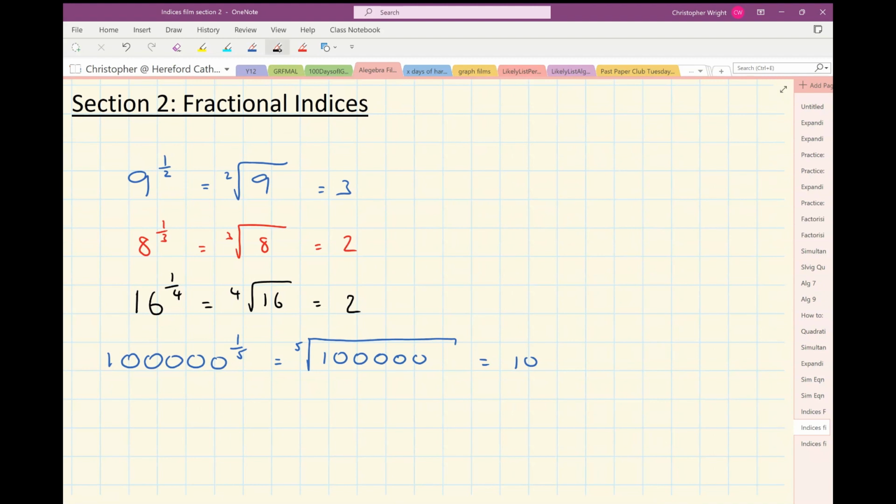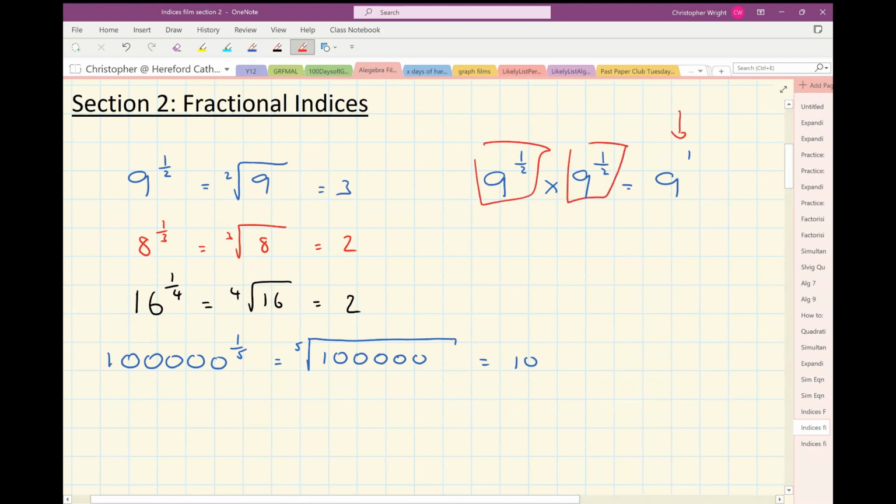Let's take our 9 to the power of a half, for example. If I do 9 to the power of a half times 9 to the power of a half, as you know, you add the indices when you multiply, and a half plus a half is 1. So 9 to the power of a half times 9 to the power of a half is 9 to the power of 1. Look at that. 9 to the power of a half is the square root of 9, because 9 to the power of a half squared is 9.